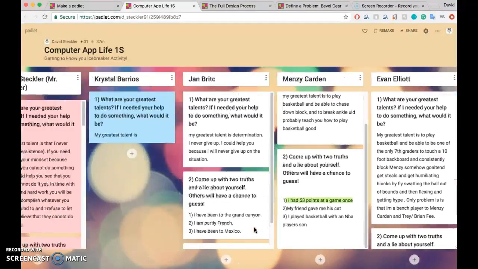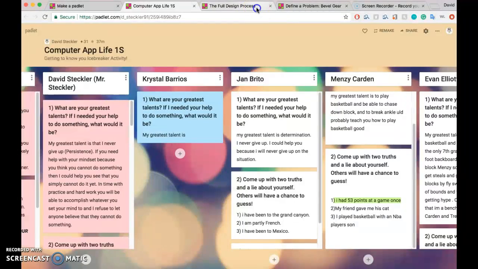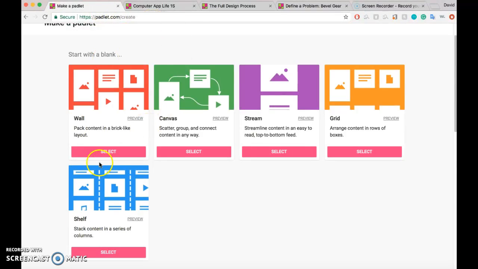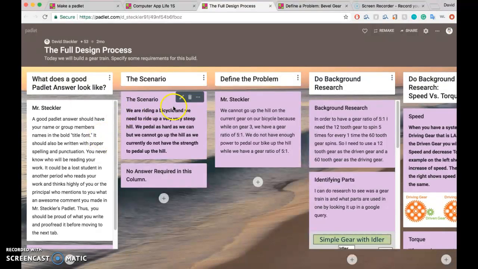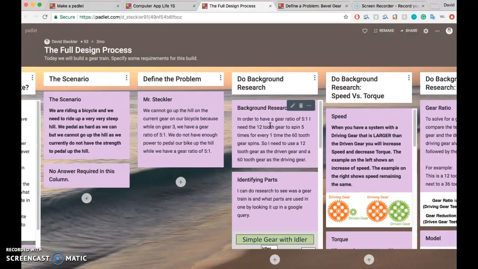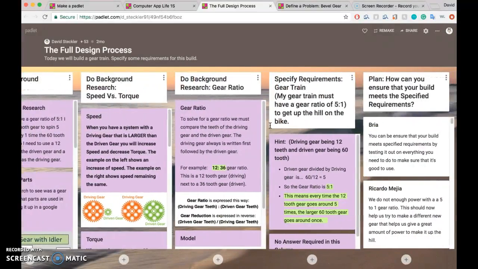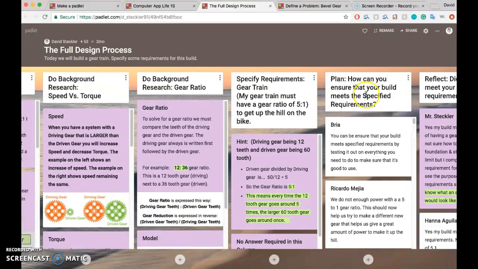So that is how you can use Padlet as an icebreaker activity, but you can also use it as a lesson. So when I teach the design process, I, on the left-hand side, model what their answer should look like. And this is again in the shelf format. So I model what an answer looks like, I explain to them the problem, and then we start going through the design process. I have the students read through a little bit of background information, and then once we get to specifying requirements, they have to make a plan for how to actually construct what they're about to do. So they start writing.